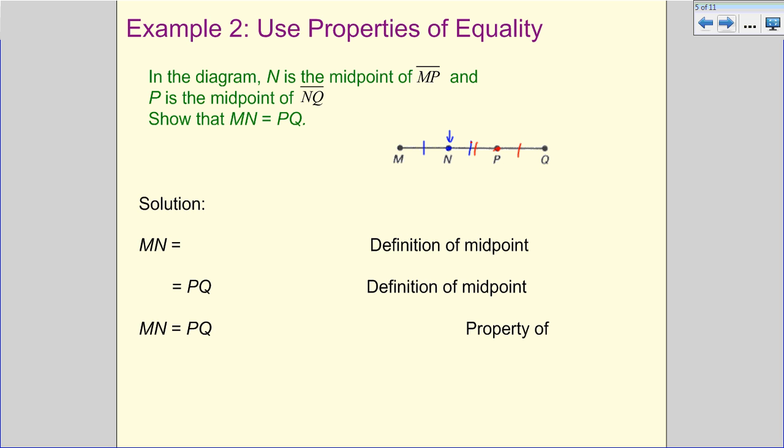So I know MN is equal to NP. That's my definition of midpoint, so that's what we're going to fill in there. I then know that NP is equal to PQ. That was the definition of midpoint that we had from here. So we're using our two definitions of midpoints. So now what we have is MN equals PQ. What happens is if we look up here, we cut out the middle. And so that linking is the transitive property. Here we're saying things are equal, so it's the transitive property of equality.